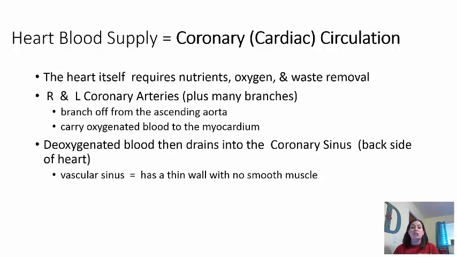So when we look at this, you have a right and left coronary arteries that are going to branch off into smaller arteries, and they are going to branch off of the ascending aorta. So once all the blood goes into the aorta from the left side of the heart, we're going to see that the aorta will branch off and it will supply to the coronary circulation as well as continuing through the rest of the body with the systemic circulation. The whole point here is to carry oxygenated blood to the myocardium, to the actual heart muscles, so that they can continue to do their contractions.